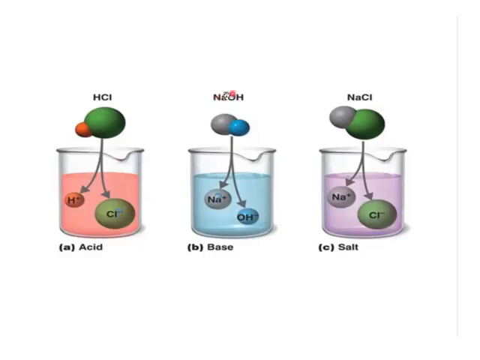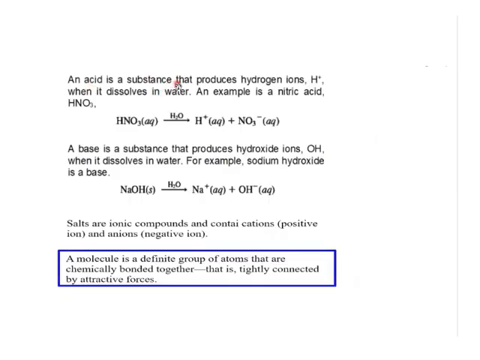And the base gives hydroxide ion. Is there any hydrogen ion or hydroxide ion when a salt dissolves? No. There are cations and anions. So cations and anions are produced when salt dissolves in water. So acid gives hydrogen ion, base gives hydroxide ion, and salt gives no hydrogen ion, no hydroxide ion, but gives a cation and an anion. So an acid is a substance that produces hydrogen ion, H plus, which is also called a proton.